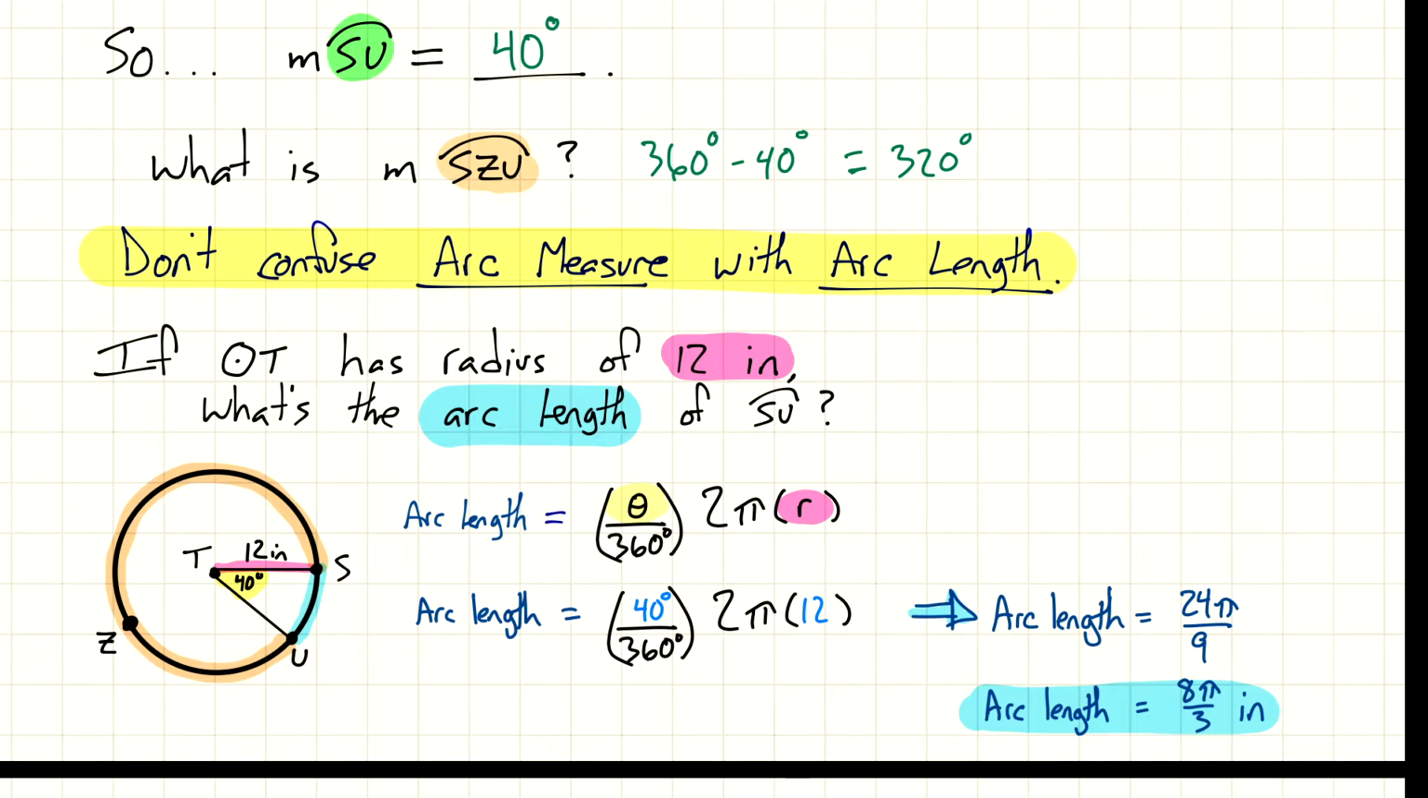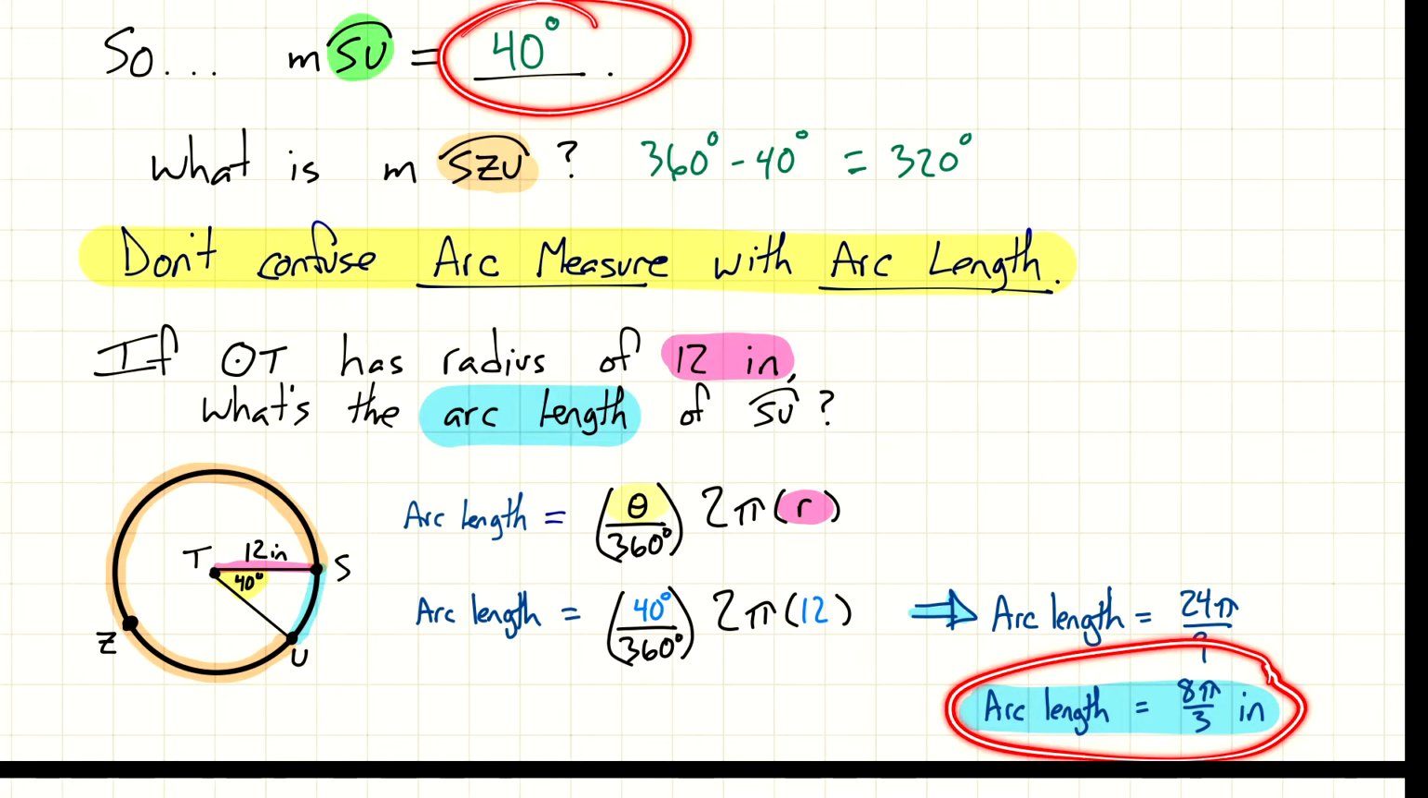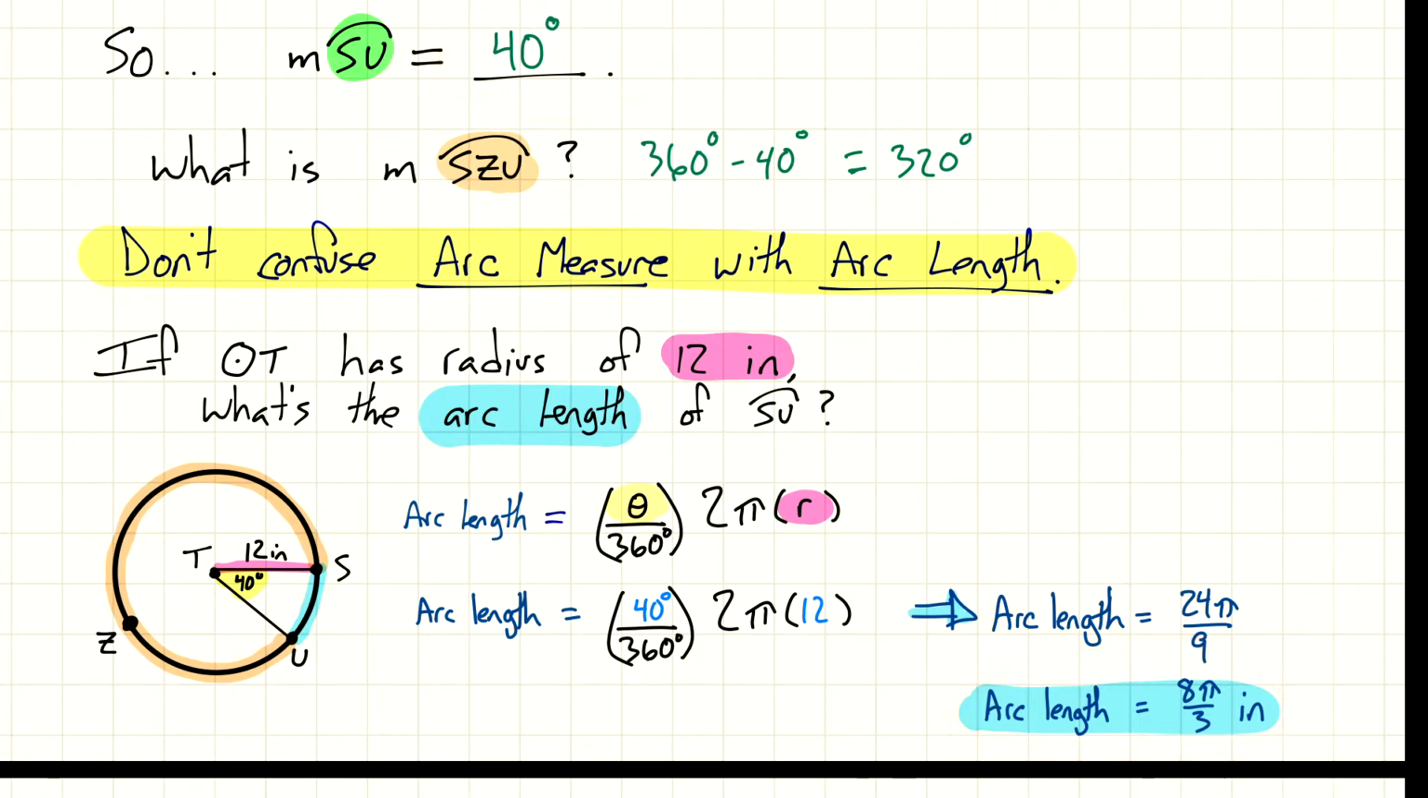So I'm going to plug in the central angle, and I'm also going to plug in the radius, which is 12 inches. And then once we simplify it, this turns into 24 pi over 9, which reduces to 8 pi over 3. Notice the units are in inches, not degrees. So when we compare our two answers, 40 degrees and 8 pi over 3 inches, these are not the same answer because they're using different units. All right, so be careful there.